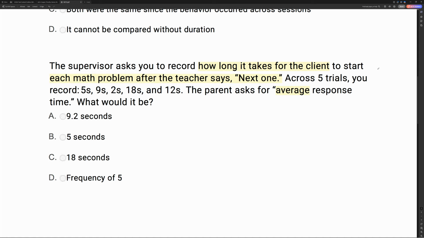So if we're looking for an average response time of all of our data, how do you find the average? To find the average, you're going to add up all your data points, 5 plus 9 plus 2 plus 18 and 12, and then divide it by total points, which is 5, and that's going to give you 9.2. And if you can find a simple average, this question becomes very straightforward.